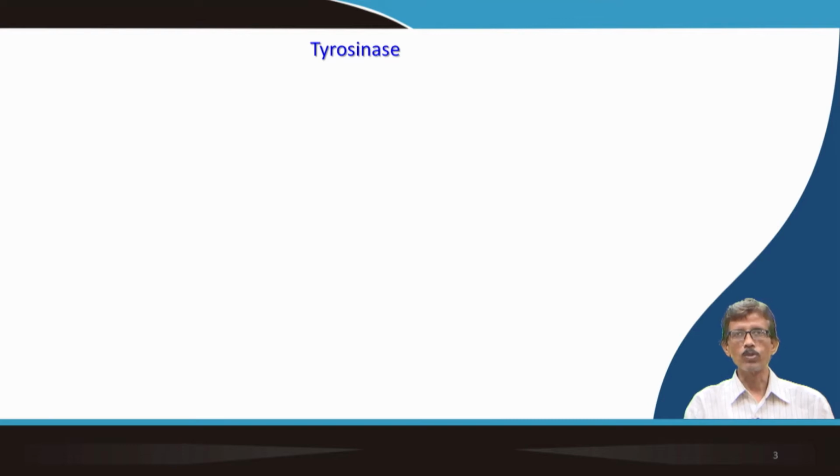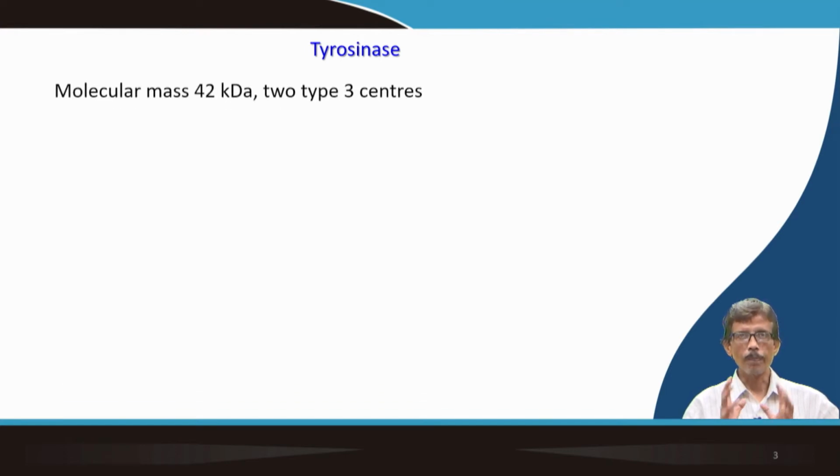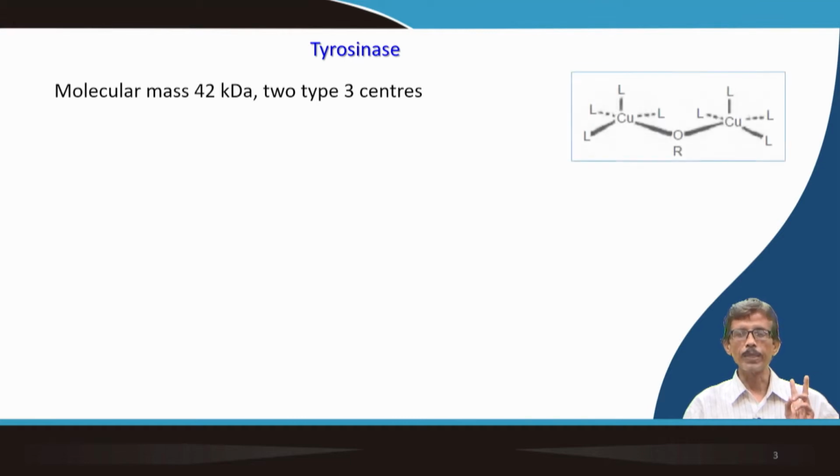So, what is tyrosinase? You should know it this way: we know the tyrosine amino acid and the suffix -ase. So, it works on tyrosine residues. We will be going for the corresponding hydroxylation or oxidation by this enzyme on the substrate side, tyrosine. It is not a very huge molecule, only 42 kilodalton, having only 2 type 3 centers.